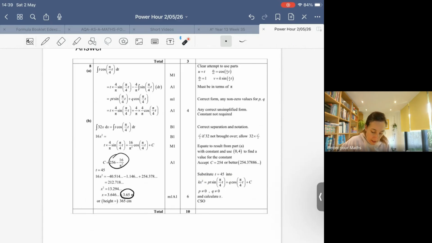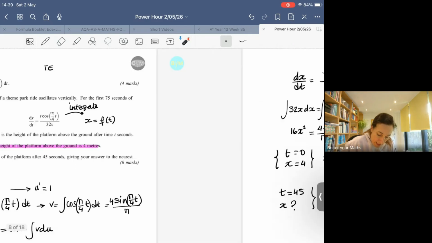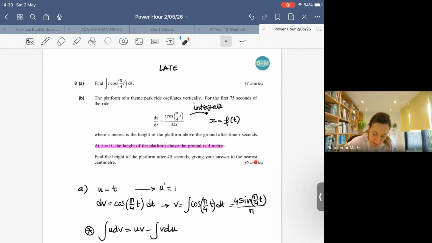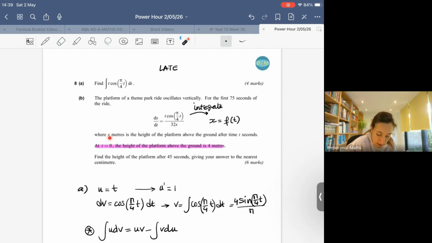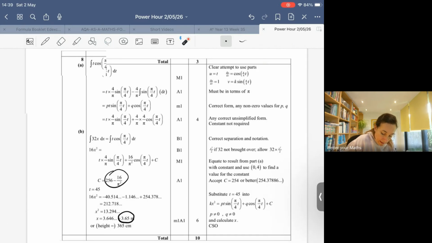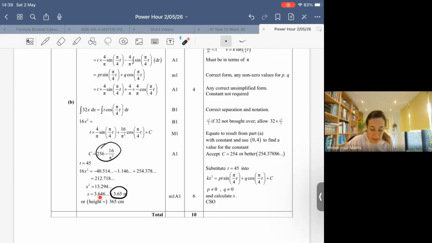3.65 meters, that's what you get. They say to the nearest centimeter, so be careful because this x is in meters. That's why at the end, the 3.64 something meters has to be changed into centimeters, and the last mark is for the correct solution only. So you have to give it in centimeters.